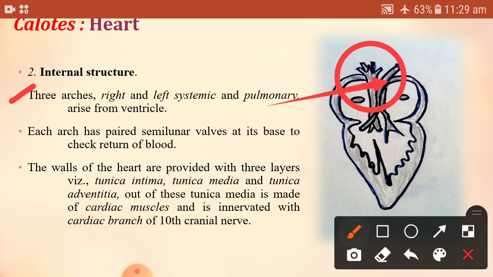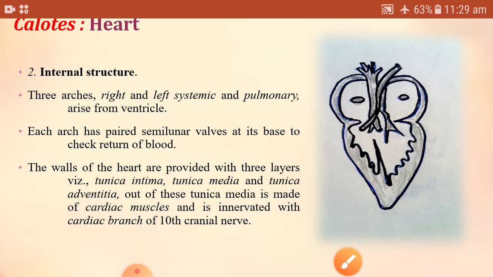Each arch or blood vessel has a paired semilunar valve. The openings of these arches are guarded by semilunar valves at the base to check the return of blood.